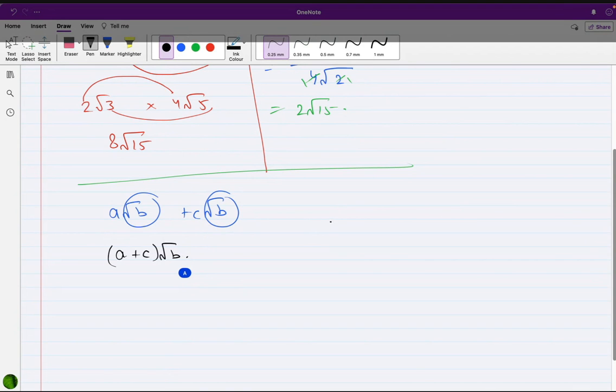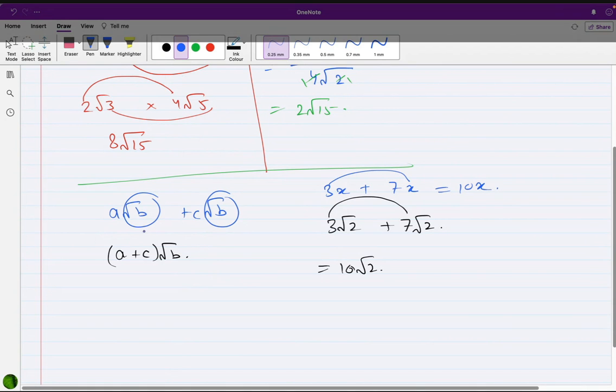Example with numbers: 3 square root 2 plus 7 square root 2. So 3 plus 7 is 10, that is 10 square root 2. Imagine the expression is 3x plus 7x where x is equal to square root 2. We just add them and write 10x.